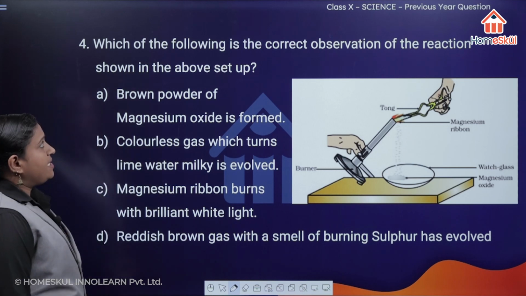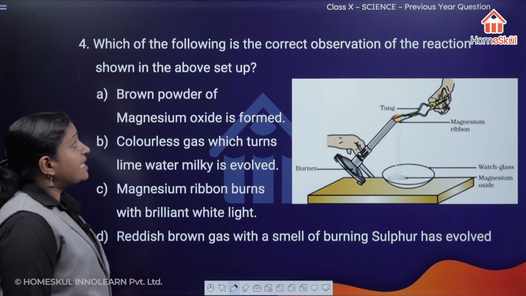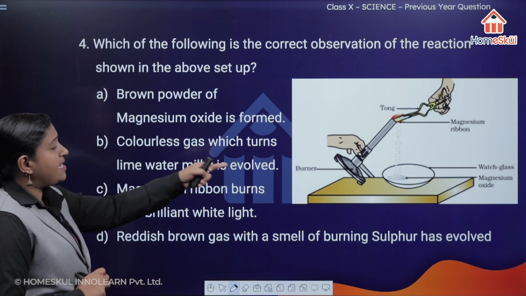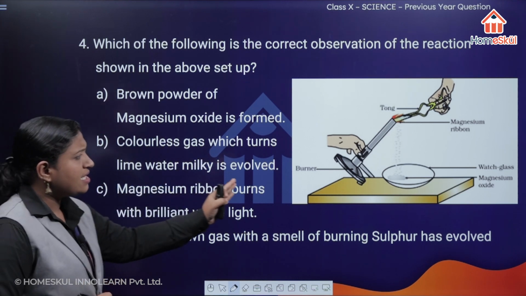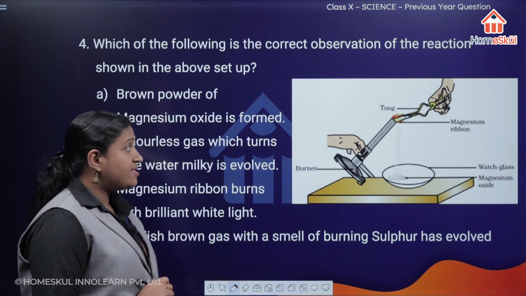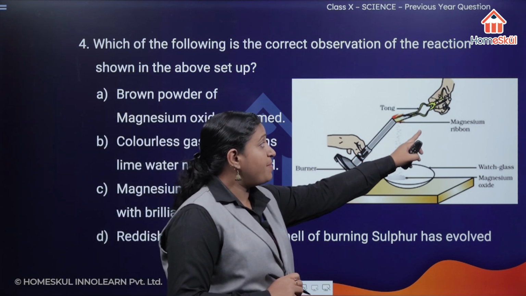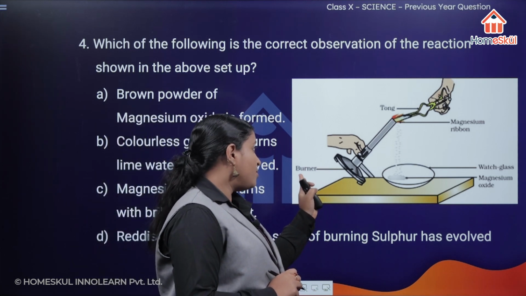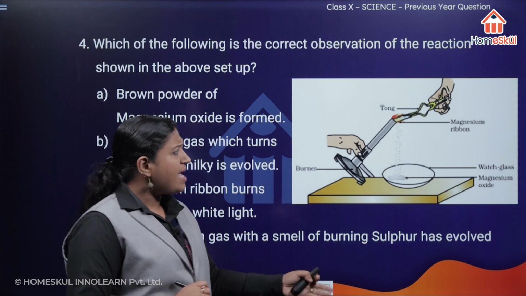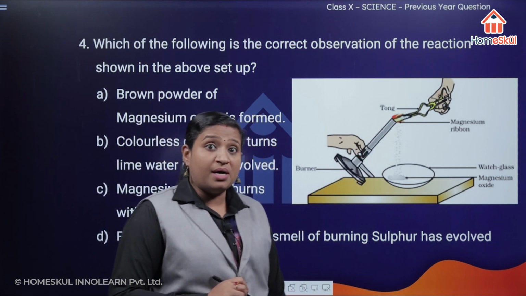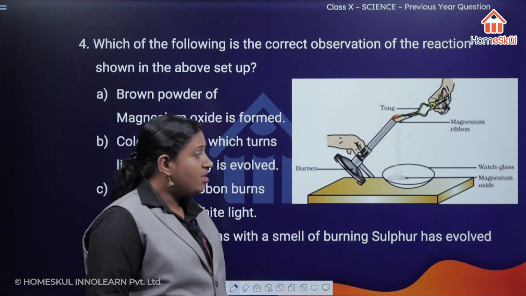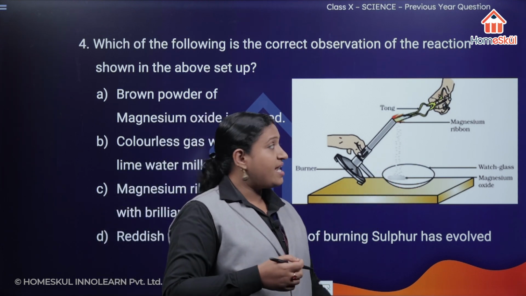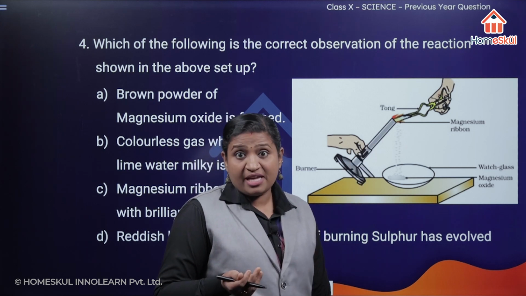Coming to the 4th question. Which of the following is the correct observation of the reaction shown in the setup? What is the picture here? Here you can see a magnesium ribbon and it is heated using a burner, right? What happens when magnesium ribbon is burned? Yes, we know magnesium oxide is collected here, isn't it? And a white dazzling flame will be given out.